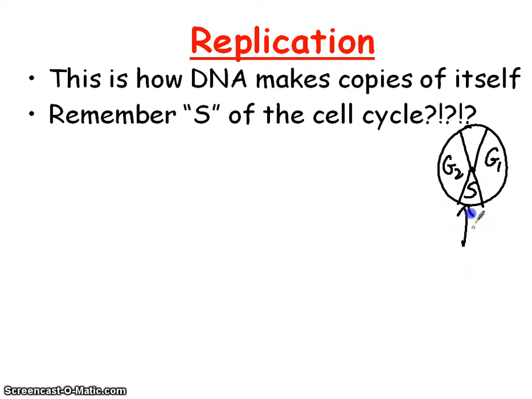And I explained a bunch of times that during S, a chromosome went from looking like this to making a second copy, and now it looks like this. And that this was a chromatid, and the chromatid was basically an exact copy of the other side. So DNA replication, what we're talking about here, is the process by which it does that. How does it make the second side? That's the point of this lecture.